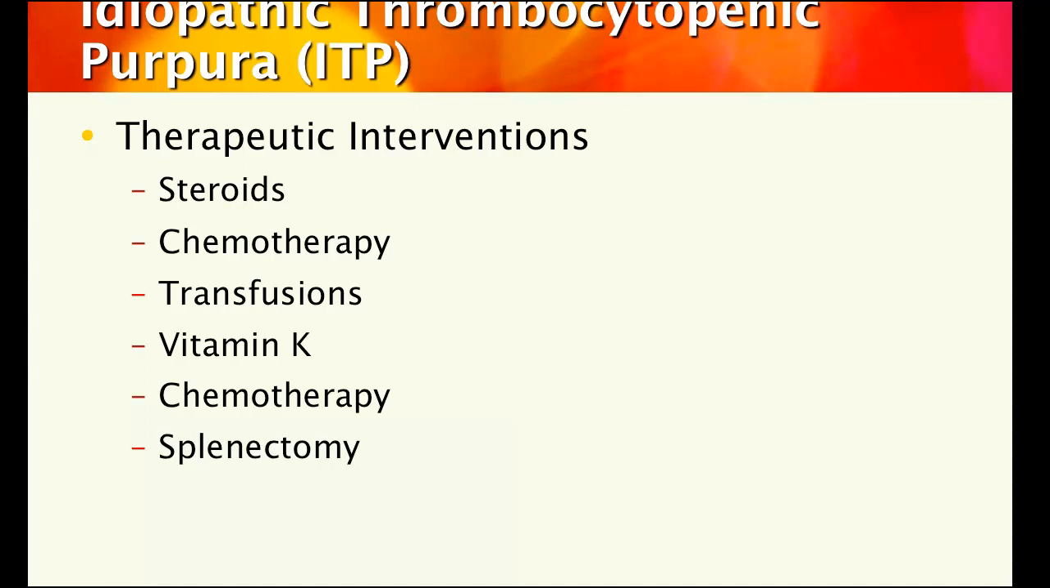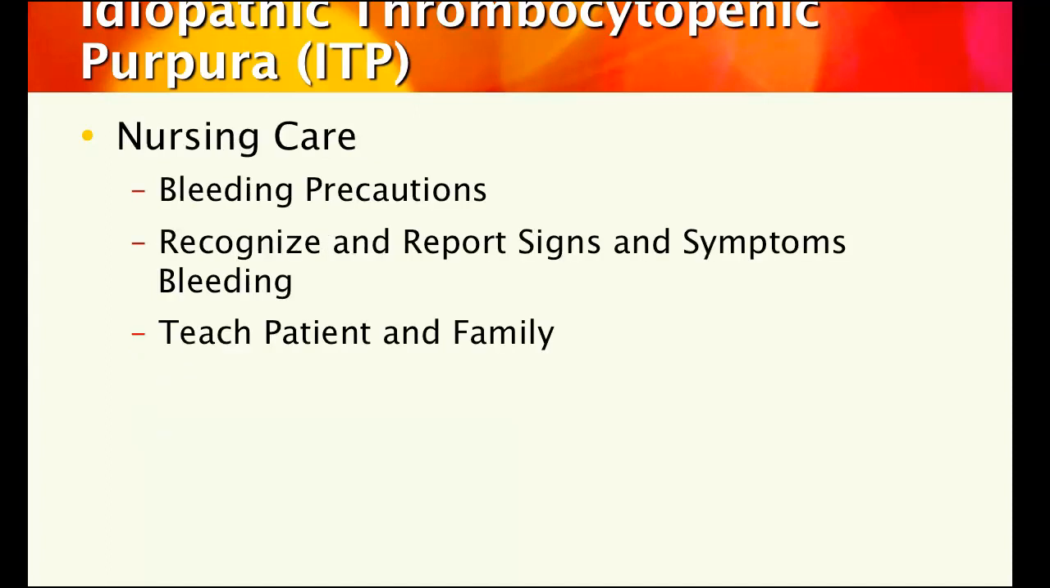We may have to give vitamin K anytime you have patients that have clotting issues or bleeding issues. You know, vitamin K is what we're going to actually administer here. I don't know why chemotherapy's on there twice, sorry about that. Sometimes you will see patients that will require a splenectomy here, okay? And I'll talk about splenectomy at the end of this chapter. Nursing care is we're going to implement bleeding precautions, okay? We're going to recognize and report signs and symptoms of bleeding, and we have specific teaching that we do for the patient and the family.